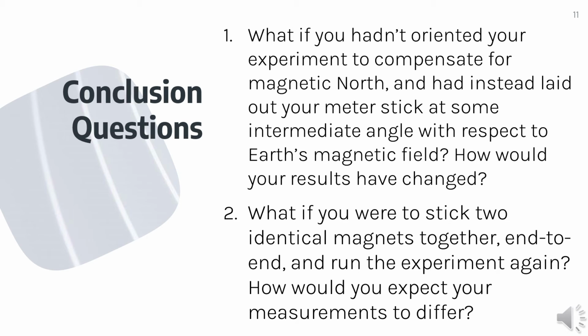What would happen if I were to stick 2 identical magnets together end to end? Well, if I were to stick 2 identical magnets together, I would expect them to be stronger than one magnet, but not quite double the original value. This is because the magnet at the back will be slightly further away from the observation point, and its effect is slightly lessened.